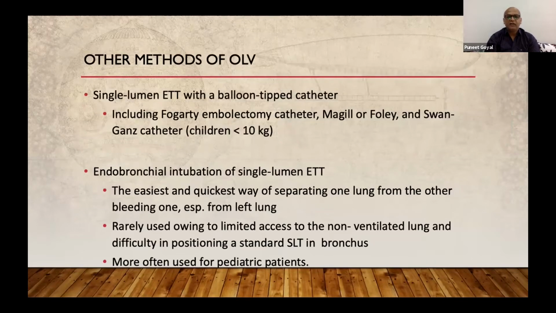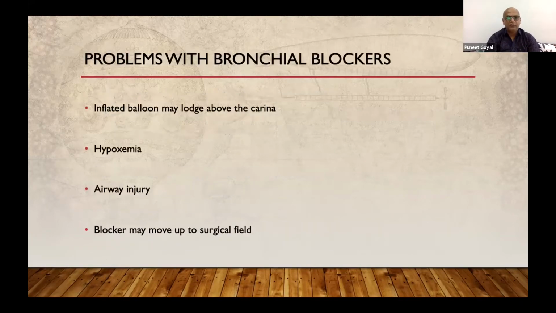Other methods, as I told you earlier, in the pediatric population, you cannot use double lumen tubes or bronchial blockers. Then you can use a Fogarty catheter or Foley's catheter or Swan-Ganz catheter, especially in children less than 10 kg body weight. And if there is an endobronchial intubation, it can be performed with the advancement of a single lumen endotracheal tube also. Problems with the bronchial blockers are that when inflated, they may dislodge above the carina. They can cause hypoxemia, airway injury, and may move during the surgical procedure.